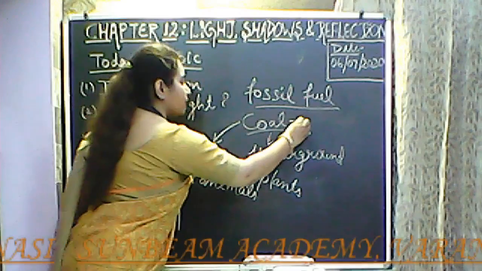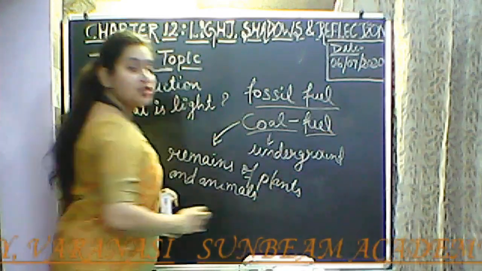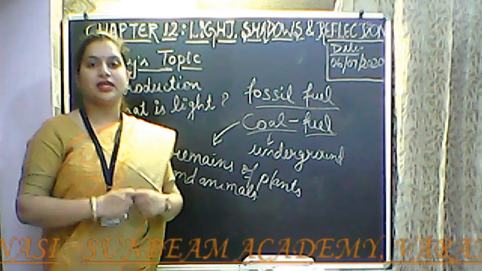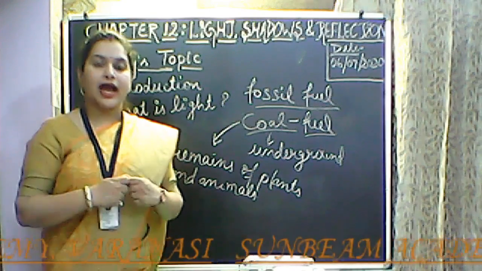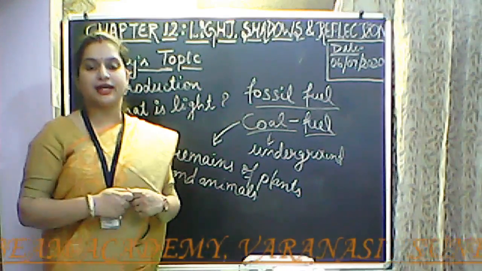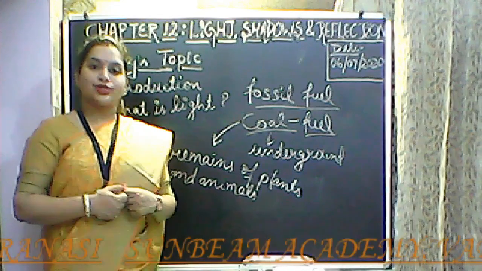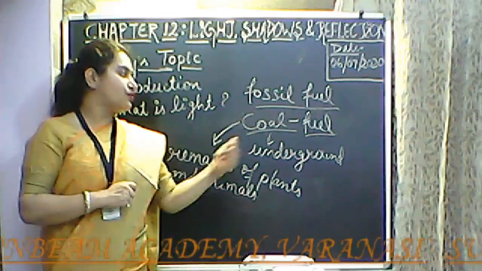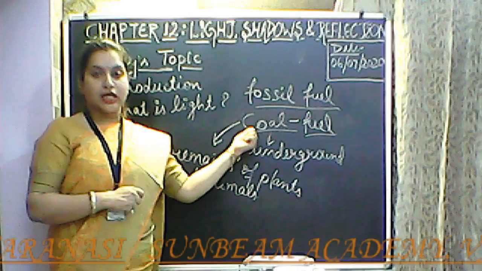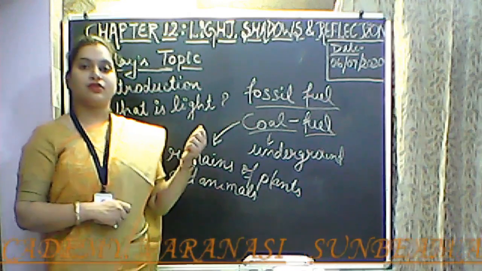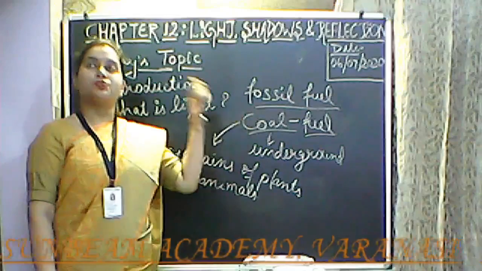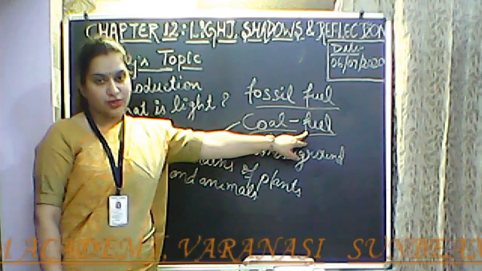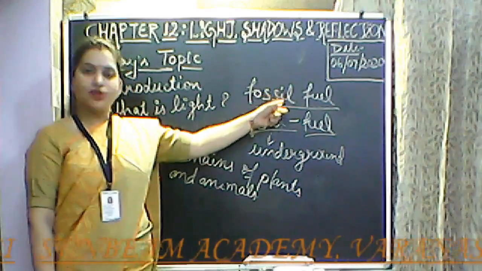Why? Coal acts as a fuel. What is fuel? Fuel is any substance that gives energy and helps in generating the electricity. So from where are we getting this electricity? We are getting this electricity from coal. Okay, there are thermal power plants where coal is used to produce the electricity. So coal is acting as a fuel, and in fact coal is a fossil fuel.